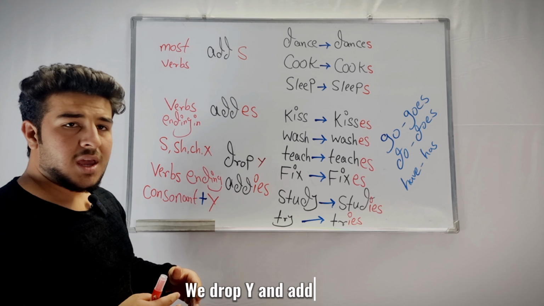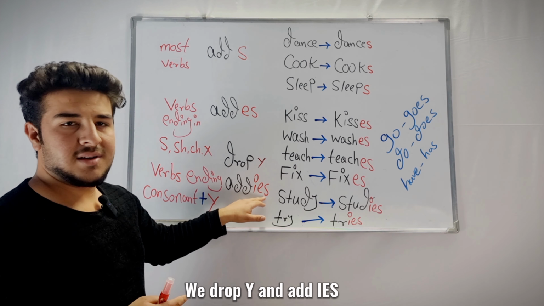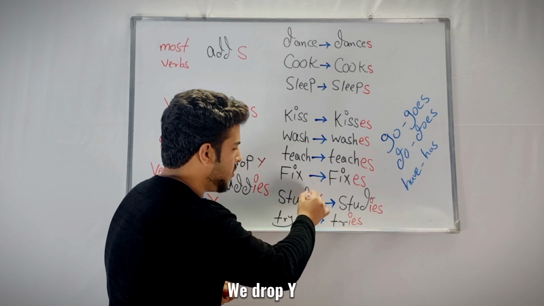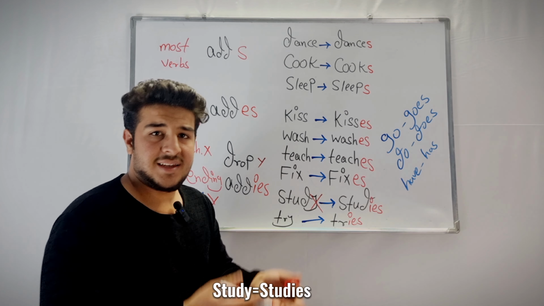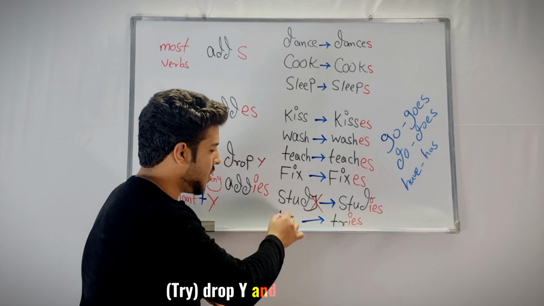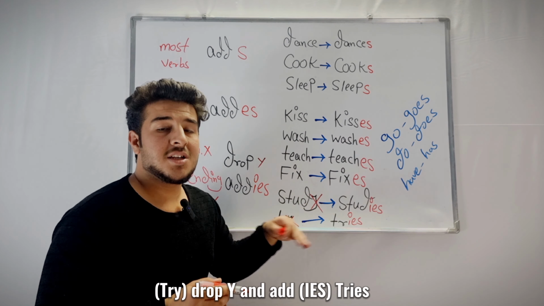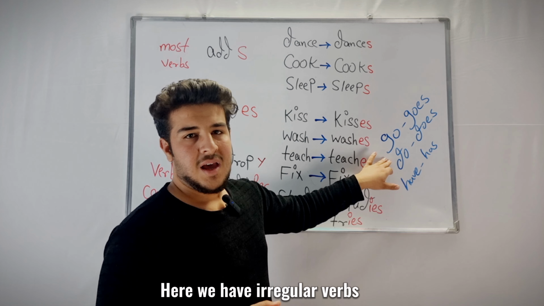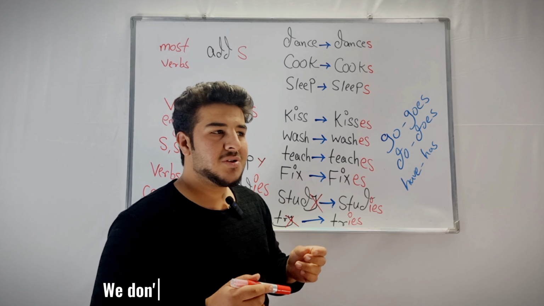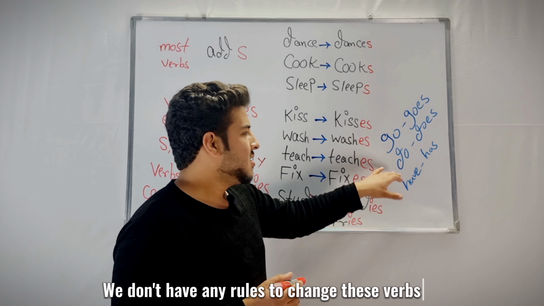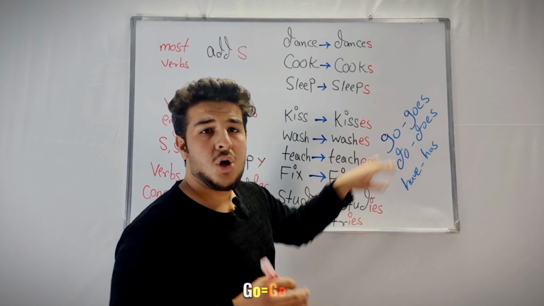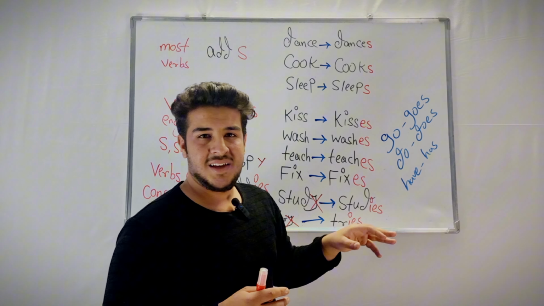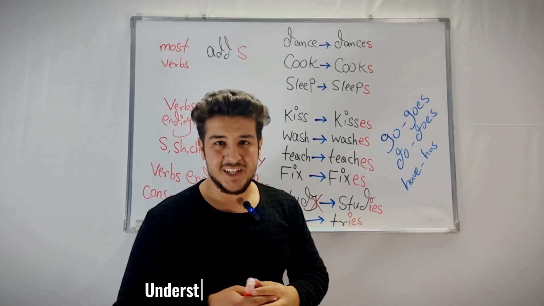We drop y and add ies. Study, studies. We drop y. Try, drop y and add ies, tries. Understood, guys? Here we have irregular verbs. And when we have irregular verbs, we don't have any rules to change these verbs. For example, go, goes. Singular, goes. Do, does. Have, has. Understood, guys?